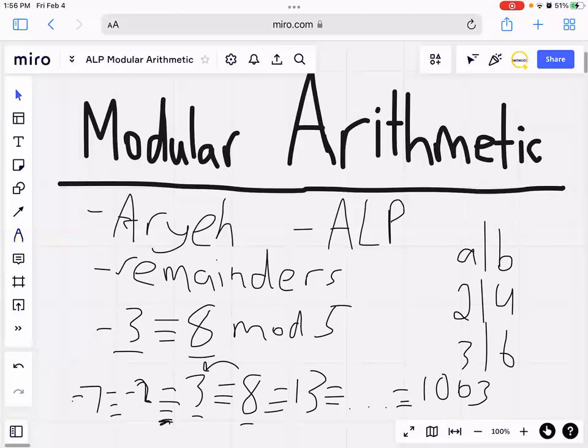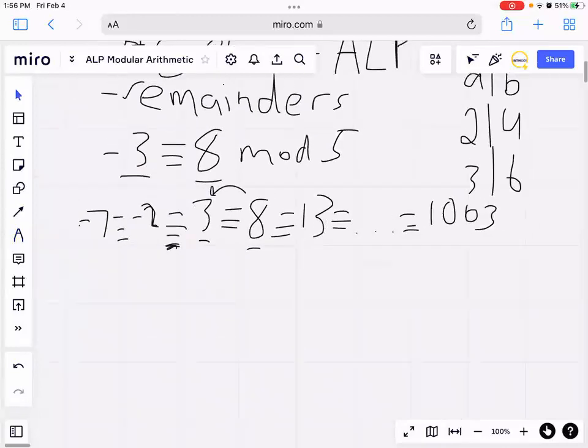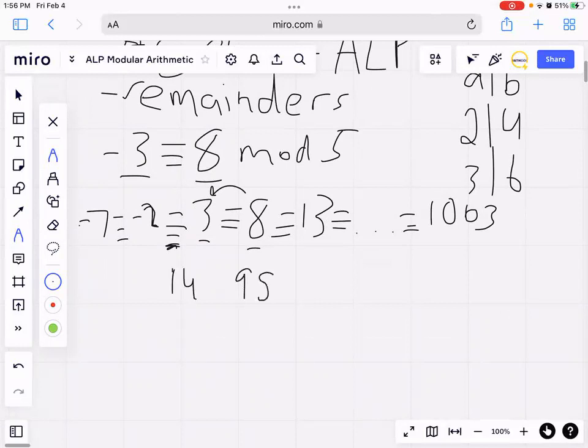All the operations can be used in modular arithmetic, such as addition. So let's look at the two numbers 14 and 98. We want to find 98 plus 14, 98 minus 14, 98 times 14, and 98 divided by 14 in mod 13. Instead of doing all of these operations first and then getting them down to mod 13, we can just simplify earlier on.